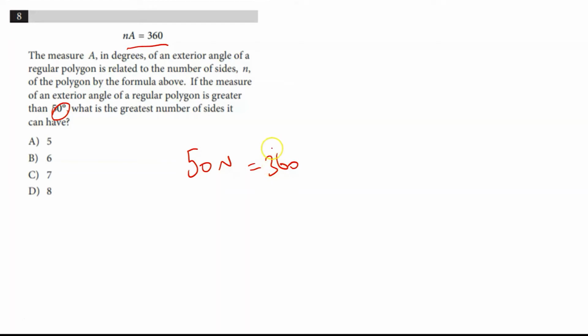However, we're trying to find the greatest number of sides it can have, so that asks for an inequality. So we have that 50n has to be less than 360. Solving for n, we know that 50 times 7 is 350, so the maximum number of sides it can have is not a full 8, so it's 7.